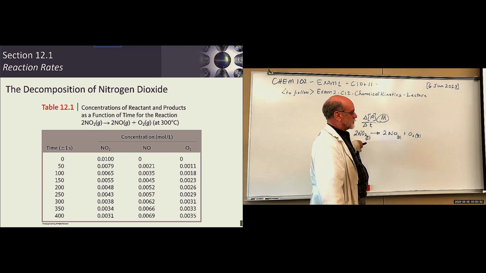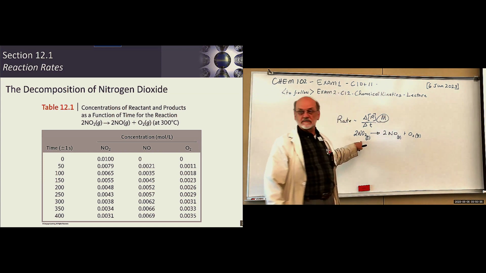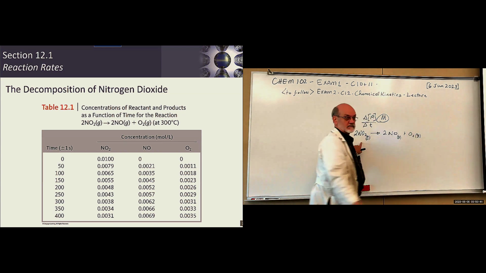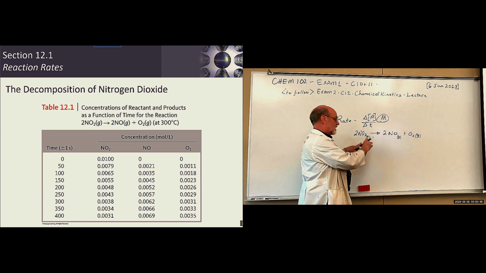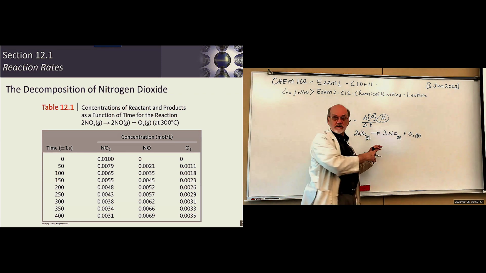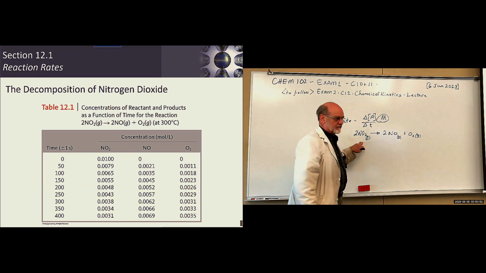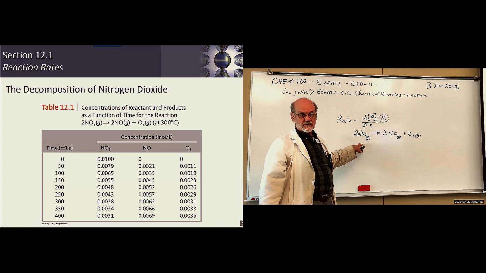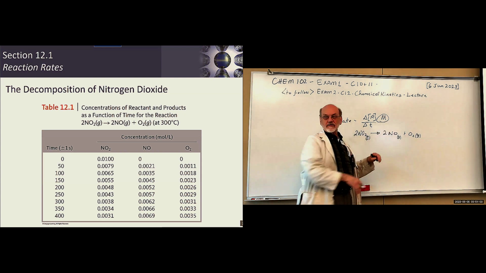When I go from 0 time, we have a certain amount of NO2. That's our starting point. And there are no products at all at the 0 point. And it doesn't have to be that way. In this case, it is. You can start off with different concentrations. But we're going to cover a method for determining reaction rates later, called the method of initial rates. And it always starts off as reactants and no products.